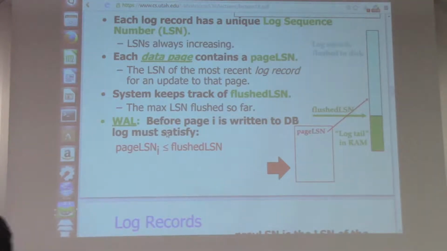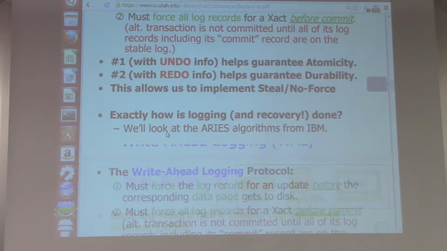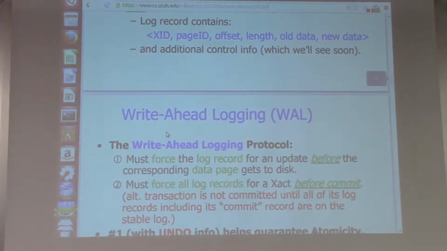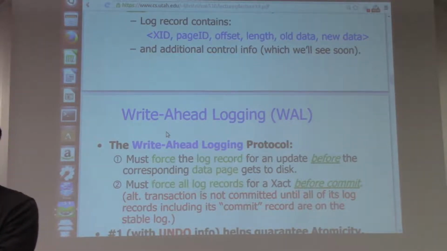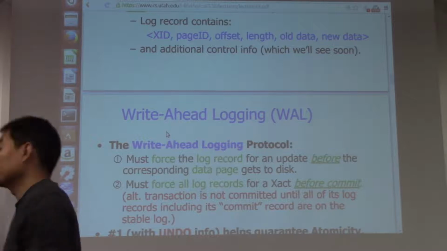Okay. What about rule number 2? Oh, that's easy, right? The last log sequence number of the transaction must be less than or equal to flushedLSN in order for the transaction to commit. That's it. Okay.